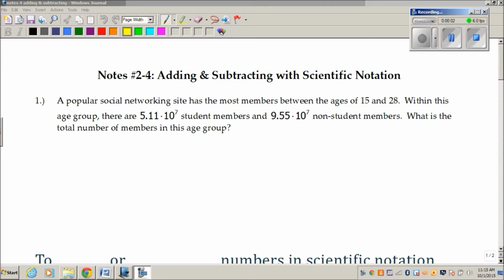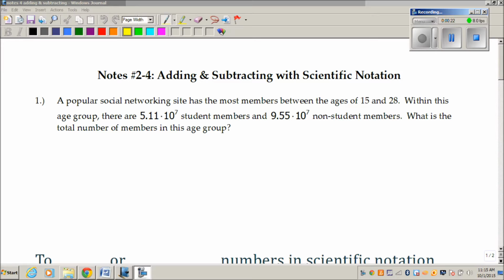Hello and welcome to notes number 4 on adding and subtracting numbers with scientific notation. So we've seen that we can multiply and divide numbers while they're still in scientific notation. We don't have to put them back into standard form. So let's see how we can do that same thing with adding and subtracting.